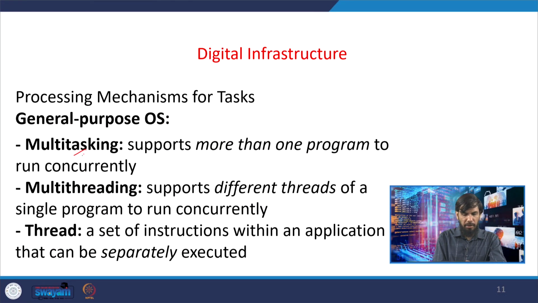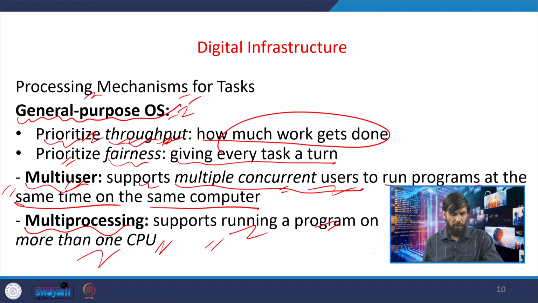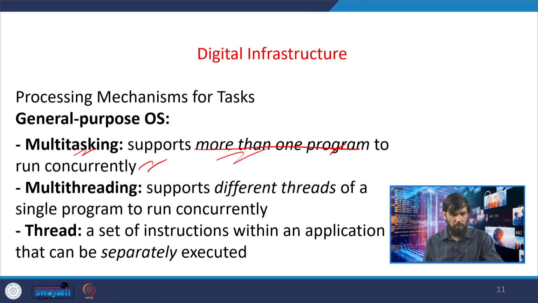Next is multitasking. It supports more than one program running concurrently, right. We are allowing multiple concurrent users in a general purpose OS, so with more than one user it is more likely that more than one program might run concurrently. That is referred to as multitasking.